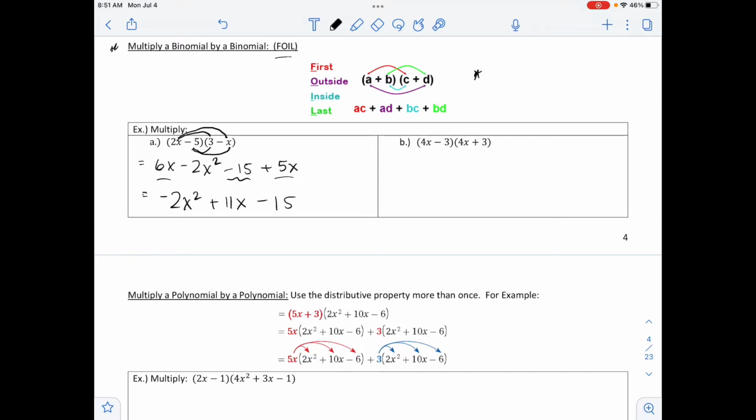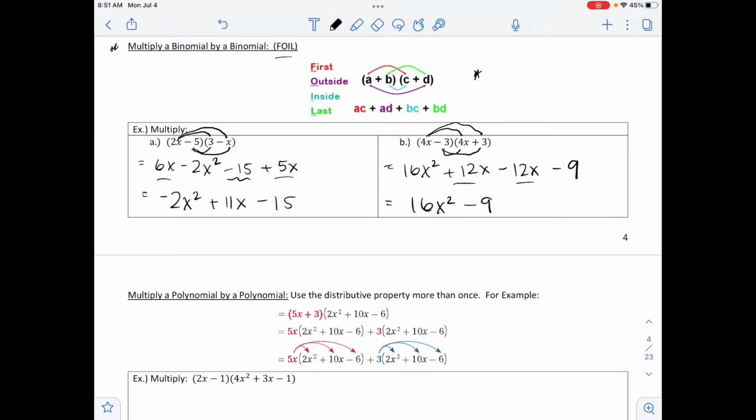Part B says 4x minus 3 times 4x plus 3. What you can notice about these terms is they're identical, except one has a plus and one has a minus between those terms. Let's see if anything special happens with this one. So we have 4x times 4x, which is going to be 16x squared. Then we have 4x times 3, which is going to be 12x. Negative 3 times 4x would be negative 12x. And then we have negative 3 times positive 3, which is going to be negative 9. If you notice, we have 2 terms that we can combine together that actually cancel out, that become 0. And so we're going to have 16x squared minus 9.